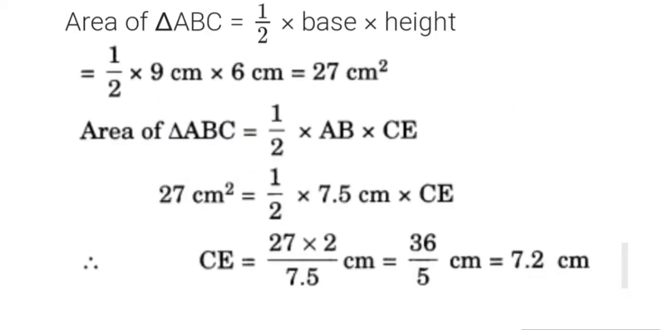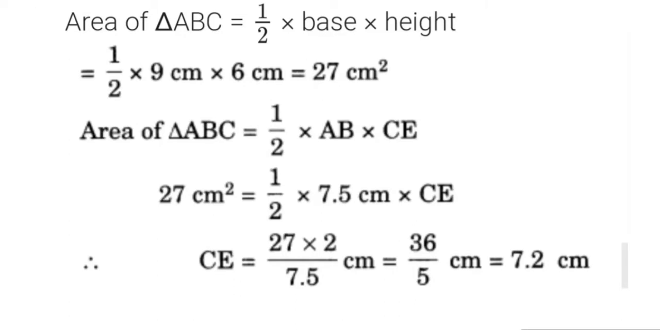So the area of triangle ABC formula is 1 upon 2 into base into height. So 1 upon 2 into base, which is 9 centimeter, and height is 6 centimeter. Now let's simplify. 2 ones are 2 and 2 threes are 6. 9 into 3, 27 centimeter square.